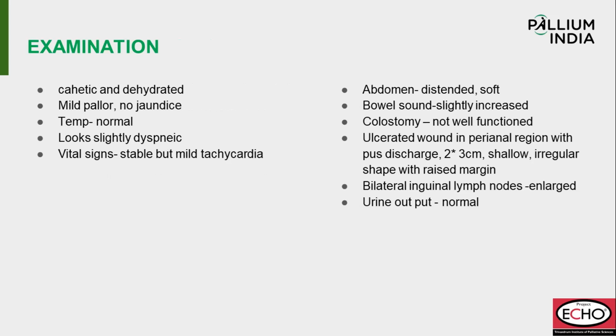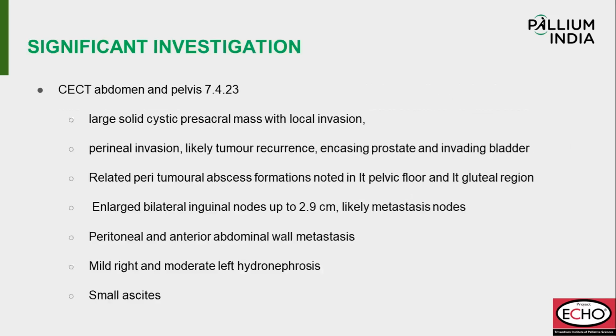There was also an ulcerated wound in the perianal region with pus discharge, about 2 to 3 centimeters, of irregular shape with raised margin. He also had bilateral inguinal lymph nodes, and his urine output was normal. Next slide, please.